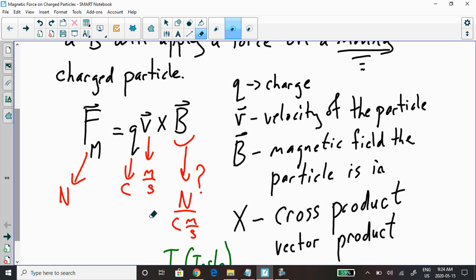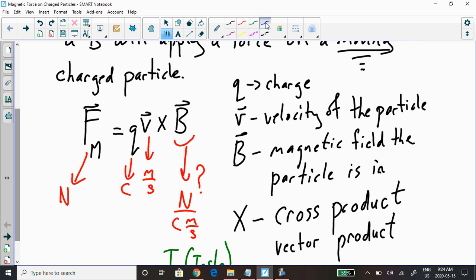Let's take a look at the units. So the unit is a Newton. And over here, we would have a Coulomb and meter per second. But we don't know what the unit for magnetic field is. Well, if you take a look at these two units here, Coulomb times meters per second, that would have to go in the denominator. And then the magnetic field's force would have to be a Newton over that. Now let me show you why that has to be true.